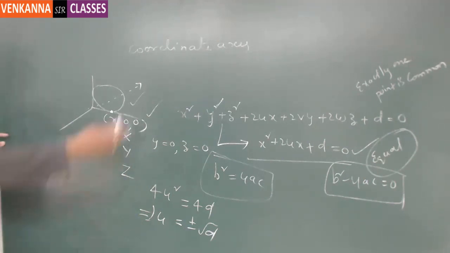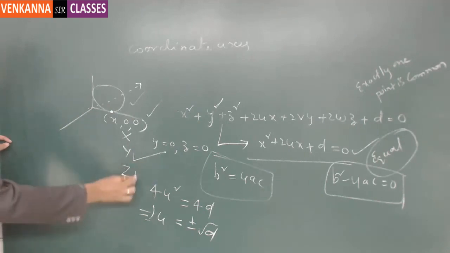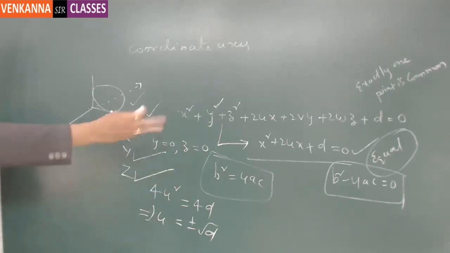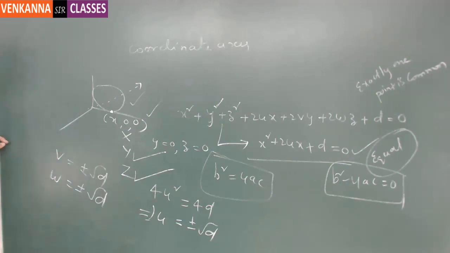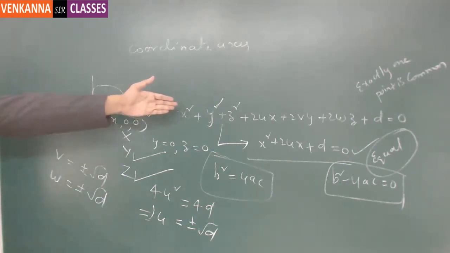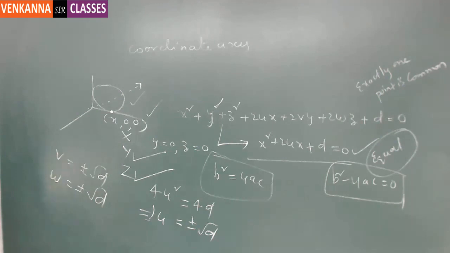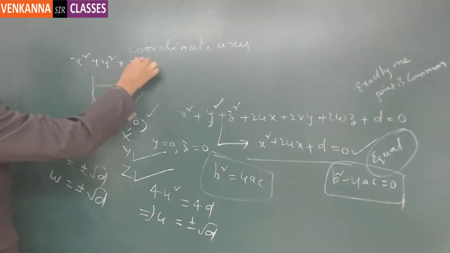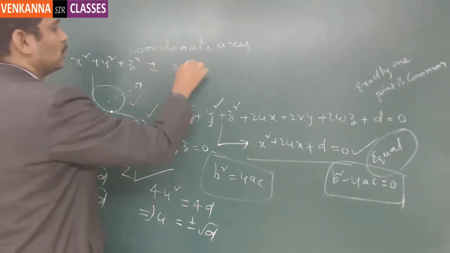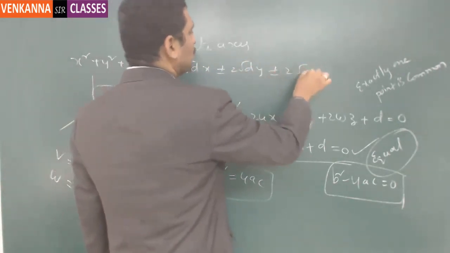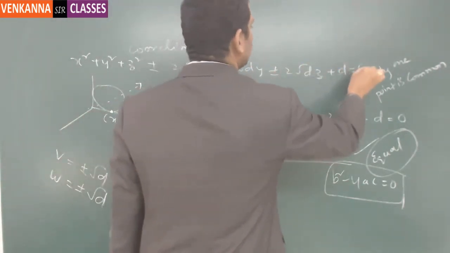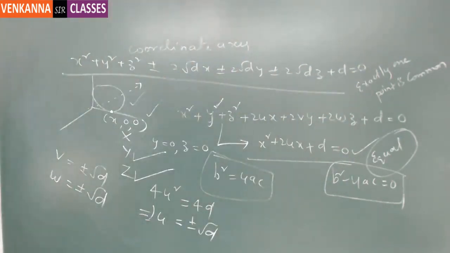Similarly, the sphere touches the y-axis, the sphere touches the z-axis. Using the same technique, you will get v equal to plus or minus root d and w equal to plus or minus root d. So substituting the values there, you will get the required sphere equation. It is x square plus y square plus z square plus or minus 2 root d x plus or minus 2 root d y plus or minus 2 root d z plus d equal to 0. This is our required sphere equation.